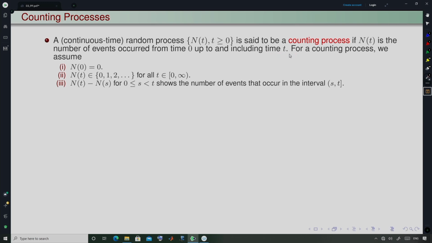Right. For a counting process, we assume that N of 0 is 0, so at time 0 your count is 0, and it takes values in the set of all non-negative integers. N t minus N s, for s less than t, represents the number of events that occur in the interval s to t. So, a counting process is a stochastic process with state space as the set of all non-negative integers, that starts at 0, and as time progresses the state only increases, right.